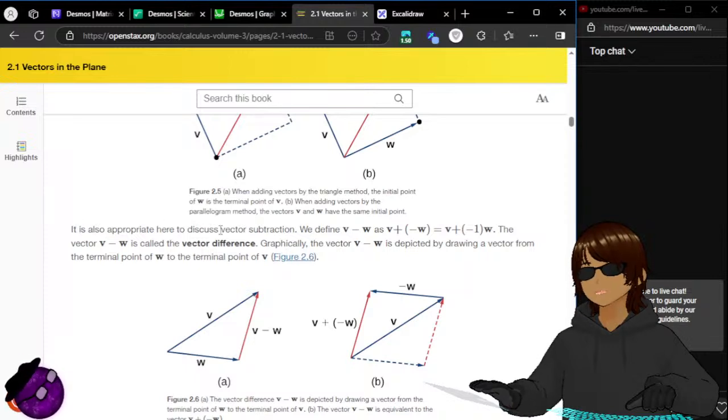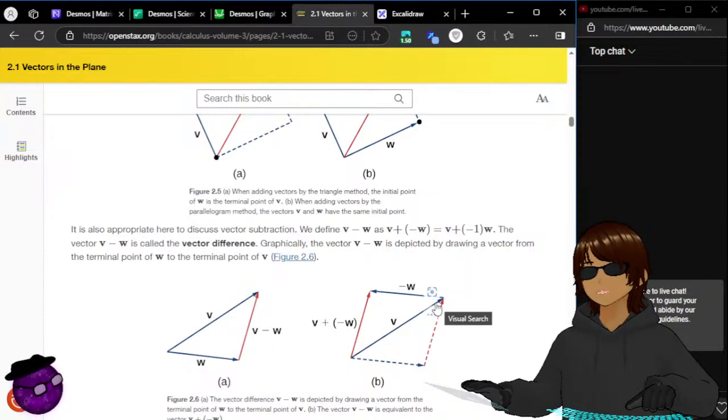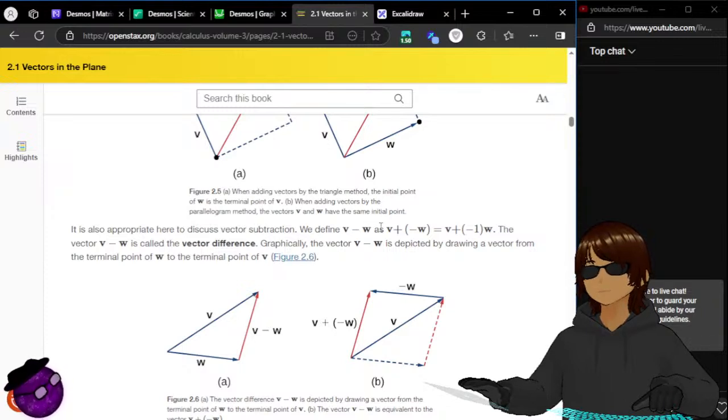It is also appropriate here to discuss vector subtraction. This is v, and then minus w would be the opposite direction, right? So v plus minus w would give this. We define v minus w as v plus minus w.